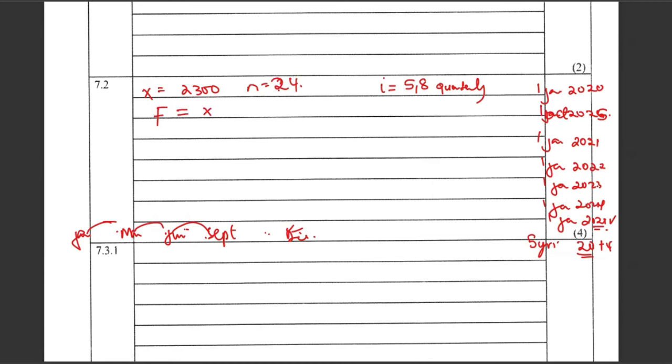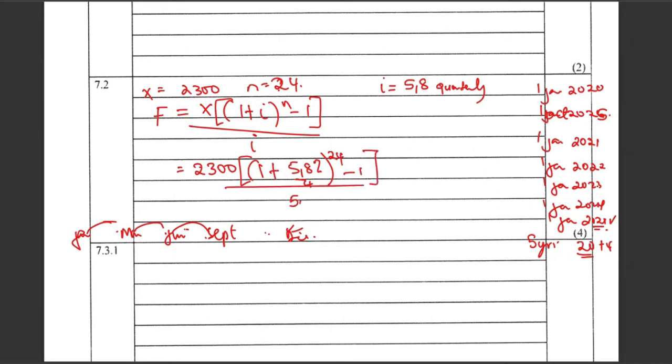So the future value is X into, we have 1 plus I. Oops, that is wrong. We're saying X, open brackets, 1 plus I to the exponent of n minus 1 over I. Okay, so this is going to be 1 plus 5.8% over 4 to the exponent of 24 quarters minus 1 over 5.8% over 4. Then this amount needs to grow for just one more quarter, which is 1 plus 5.8% over 4 to the exponent of 1.